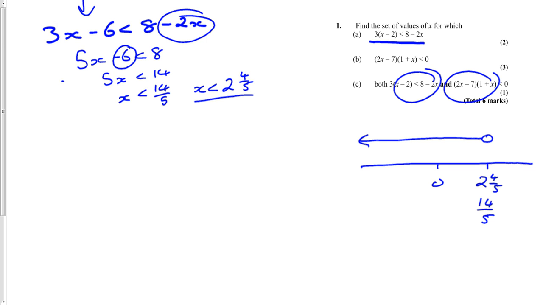So now we've got to do the second one, and we've got to sketch this out. Whenever we've got a quadratic inequality, we always sketch it out. Now we know this is going to be quadratic, because if we did multiply out the brackets, by doing 2x times x, we're going to get 2x squared.